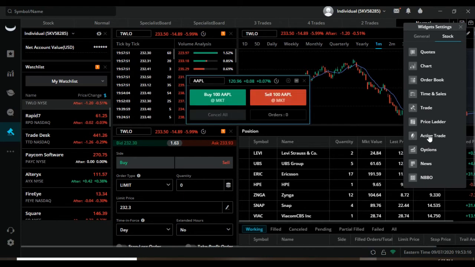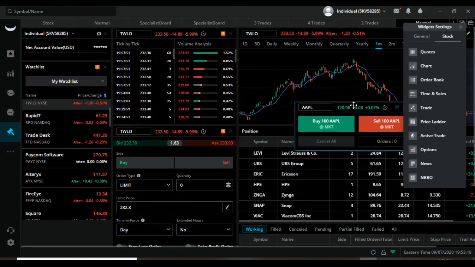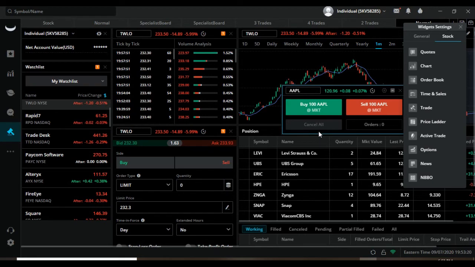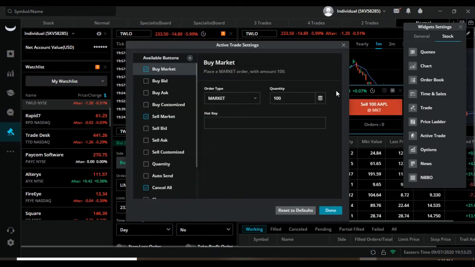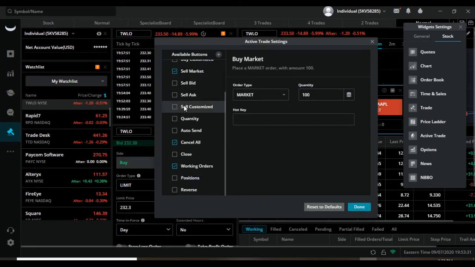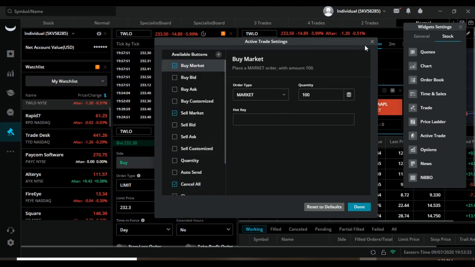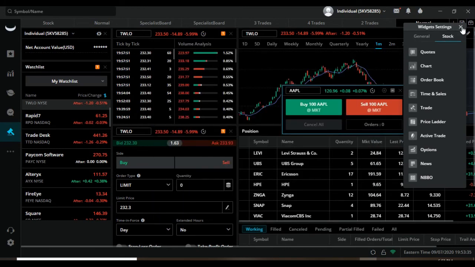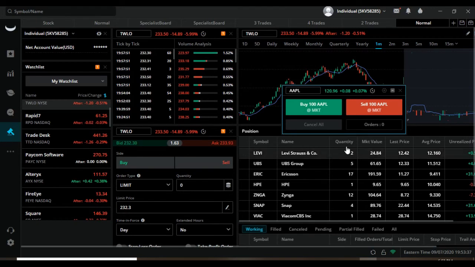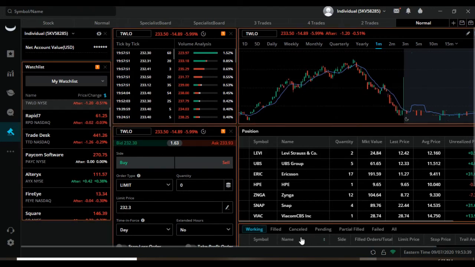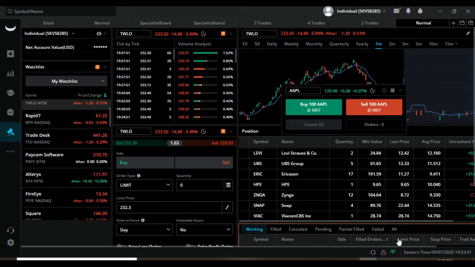Well, the active trade you're probably going to want to use if you want to actually put orders in a lot quicker. So if you just want to have a default order group to say, hey, I want to buy a default 100 shares or 50 shares, you can do that. You can even customize the different types of orders that you want to put in. So it gets pretty detailed if you want to get more advanced on it. But overall, you'll find out that it's relatively easy to use.